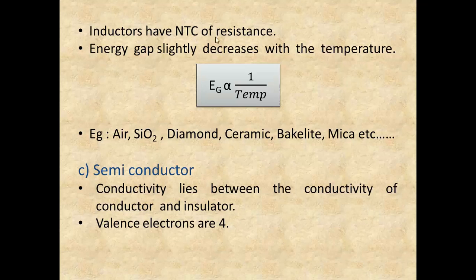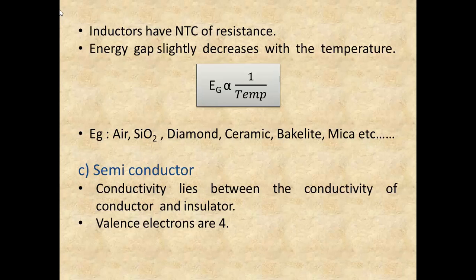Insulators have NTC of resistance. Now I guess you can define what NTC is. PTC was positive temperature coefficient, so NTC will be negative temperature coefficient. That means resistance decreases with increase in temperature.